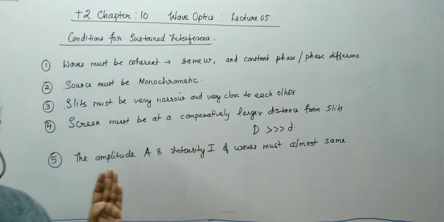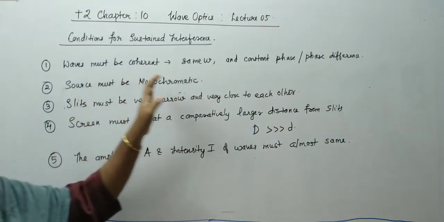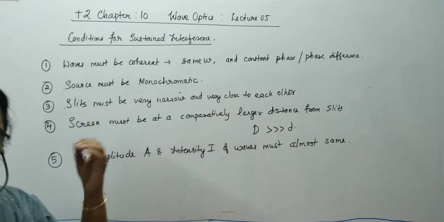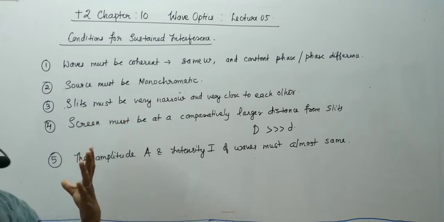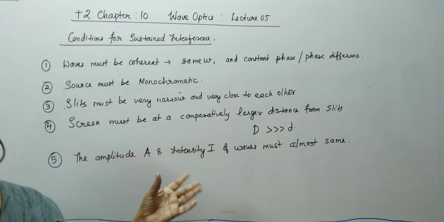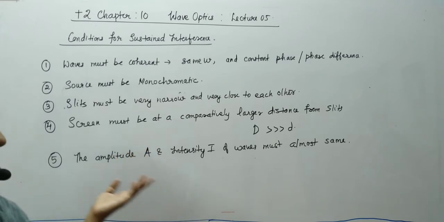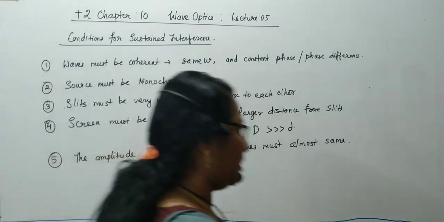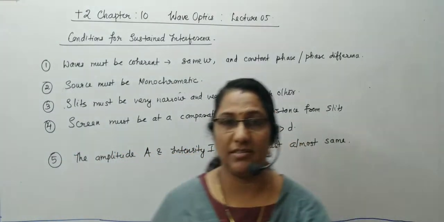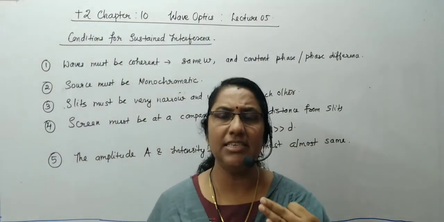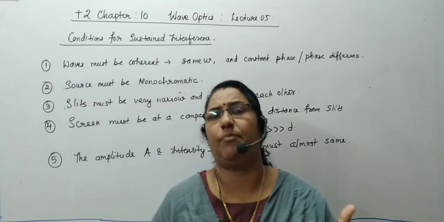Then, if all these conditions are satisfied, that is, the waves are coherent, having the same omega and constant phase difference, the source is monochromatic, the slits are very narrow and very close to each other, the screen is at a comparatively larger distance from the slits, and the waves have almost the same amplitude and intensity, then the interference pattern will be very prominent.